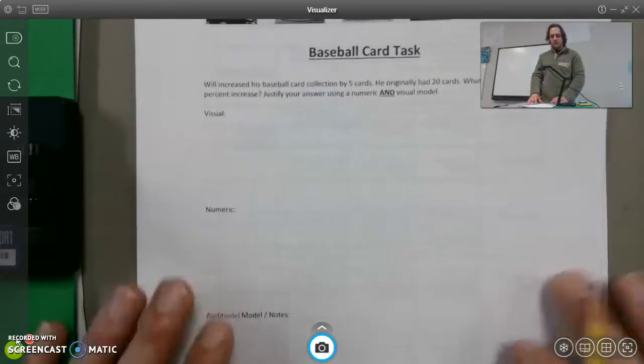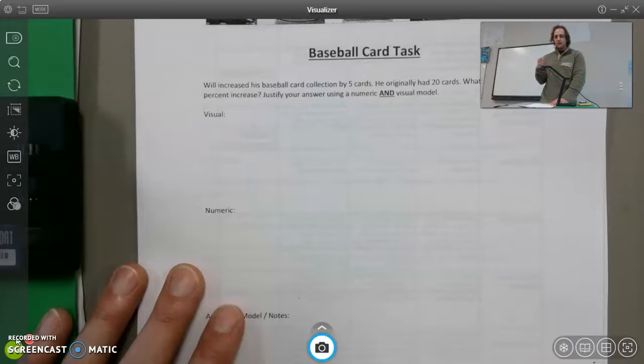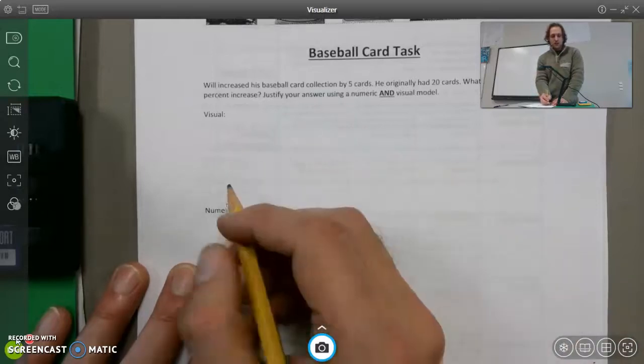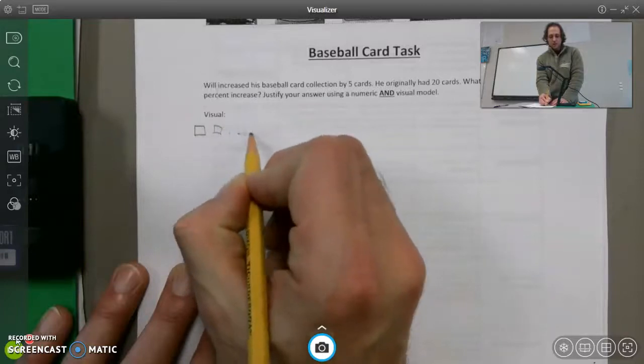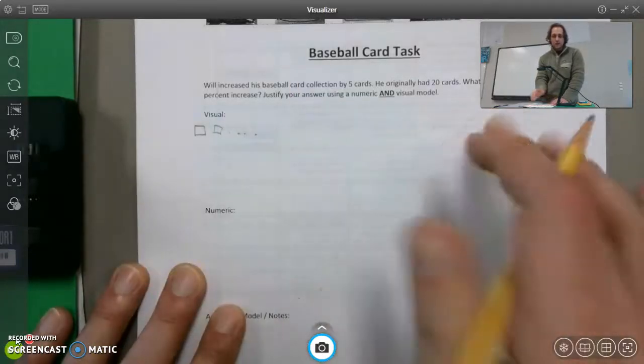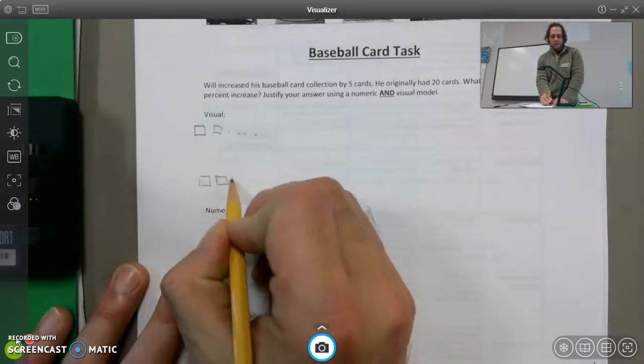All right, and you can pause the video now and attempt that at home. All right, so let's take a look at this, and we can think about this in quite a few ways. I'll give you some different varieties. Potentially you chose one of these, potentially you chose something similar. One method you could use is to draw out 20 individual baseball cards, right? Draw all 20 and then come back and draw 5 more cards.